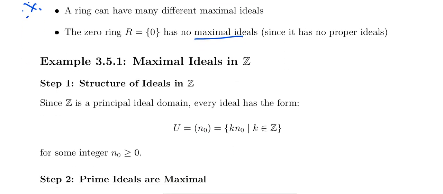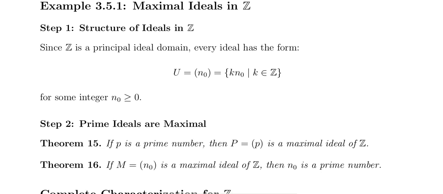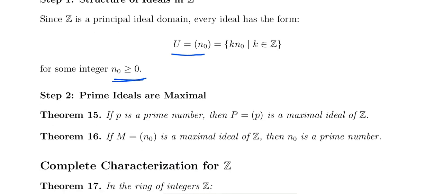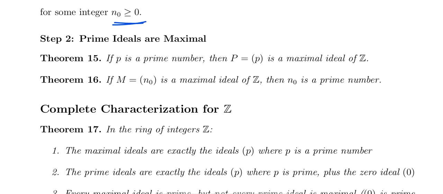And the structure of ideals in Z. Since Z is a principal ideal domain, every ideal in the set of integers is of the form U equal to the collection generated by n naught, that is the collection of k times n naught, where k is some integer, for some integer n naught greater than or equal to 0.